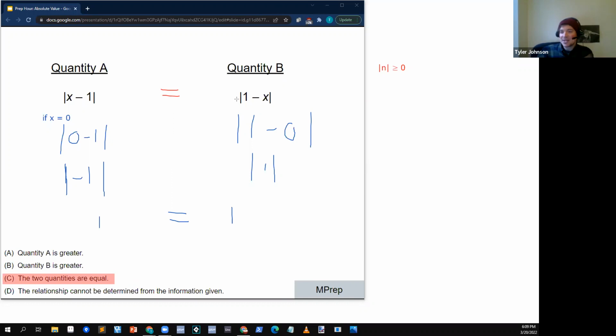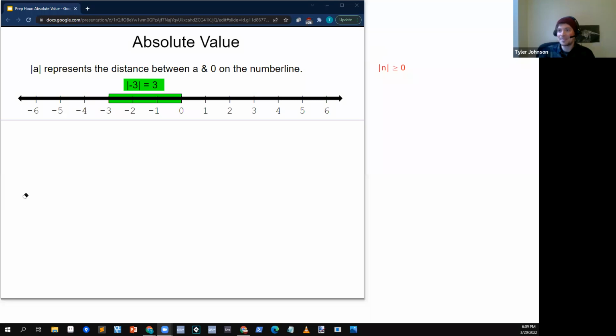And what I want to do is make this relationship more obvious so that we don't even have to test numbers at all. It's just clear the absolute value of x minus 1 is equal to the absolute value of 1 minus x. And what's going to help with that is this understanding that absolute value is all about distances on the number line. Forget this idea that it makes things positive. One, that's not true. It could also be 0.